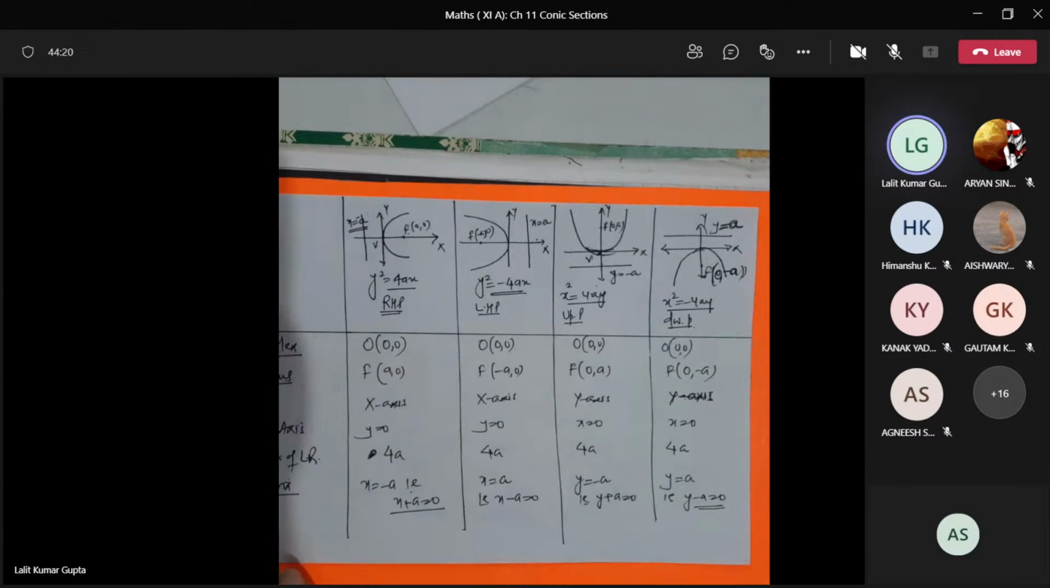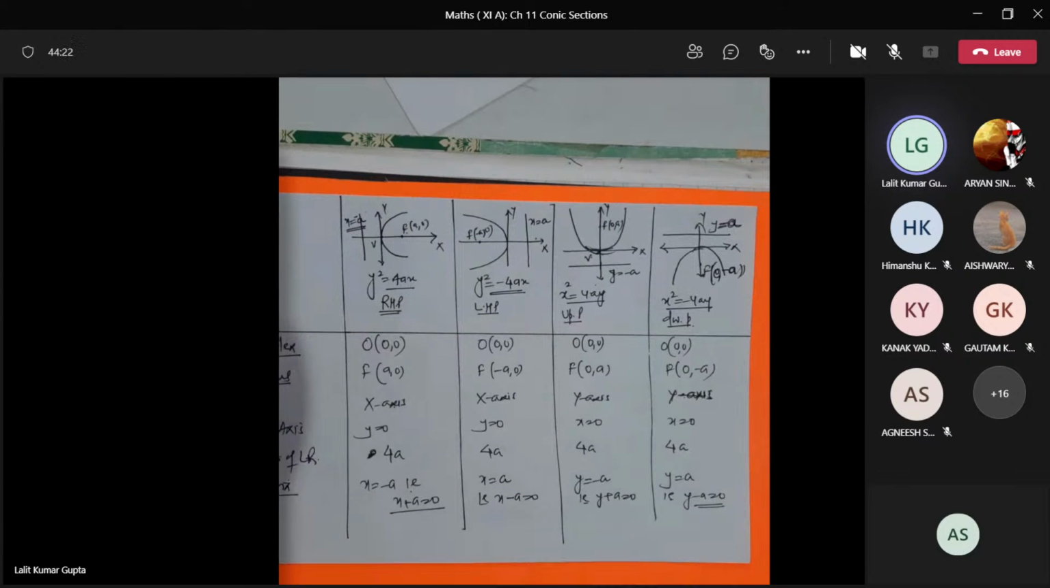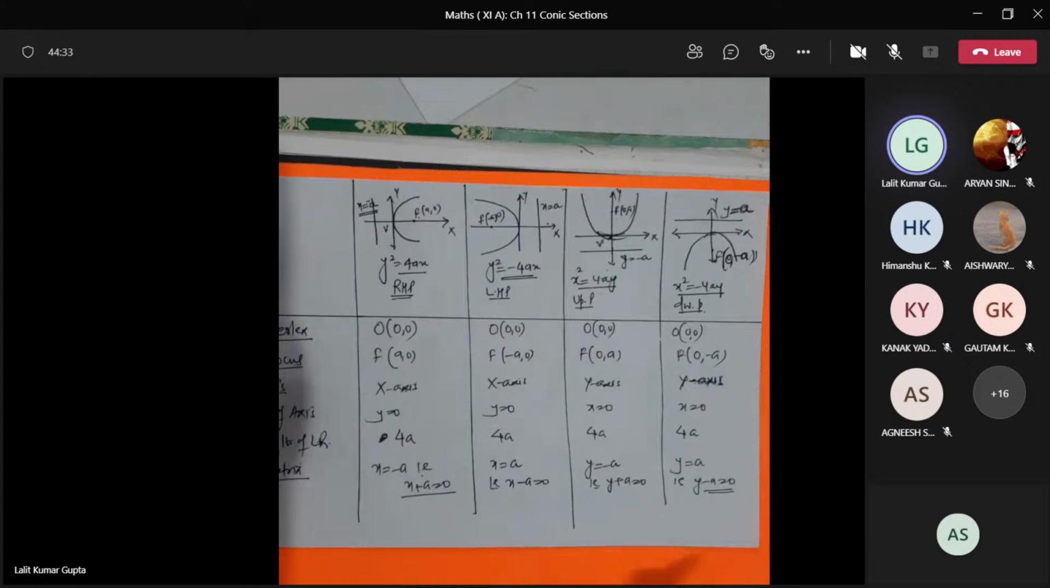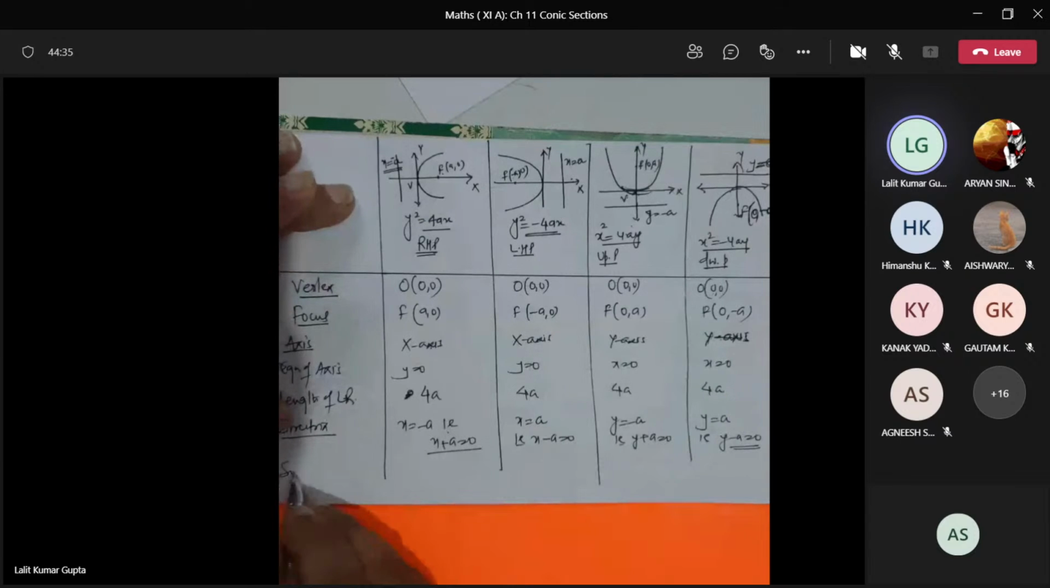Latus rectum we have done. So एक बार हमें clear हो जाएगा question से what they are asking: coordinate of the focus, equation of axis, directrix, latus rectum of the parabola. So these points they will ask you. One more thing जो आपके जेई में थोड़ा सा सिंपल सी चीजें, इसलिए बता देता हूँ.